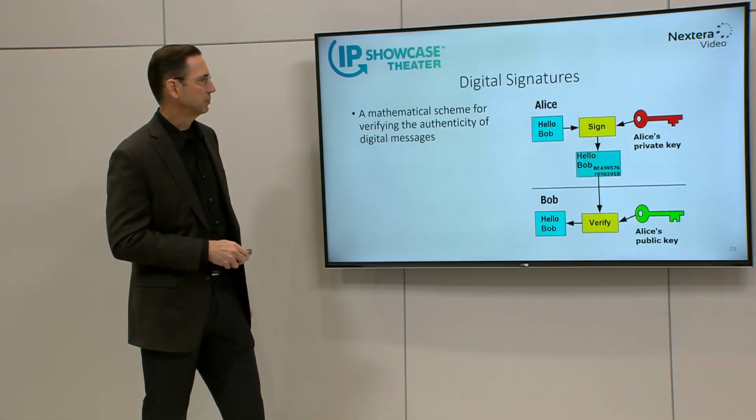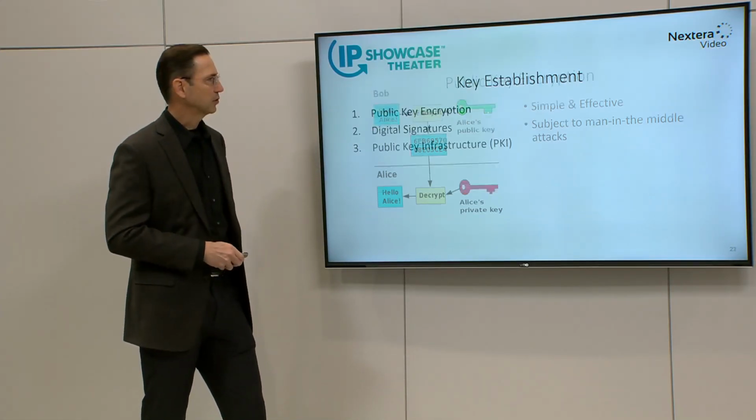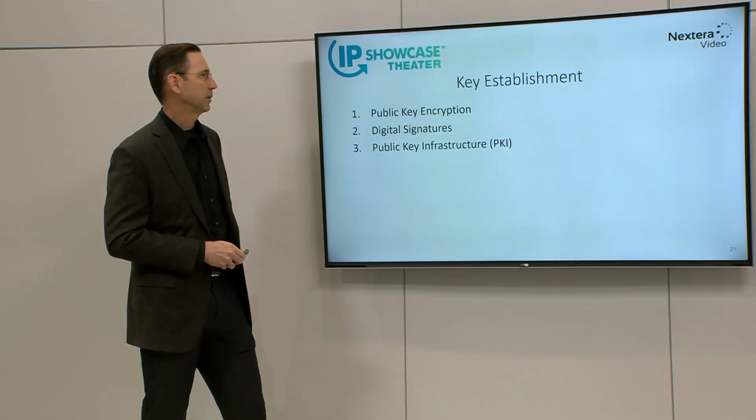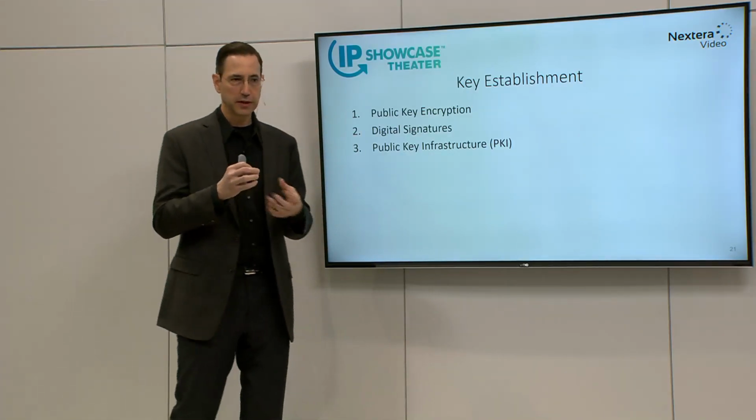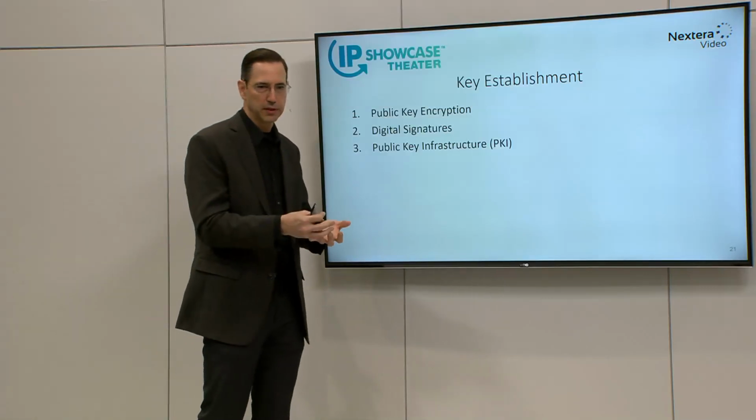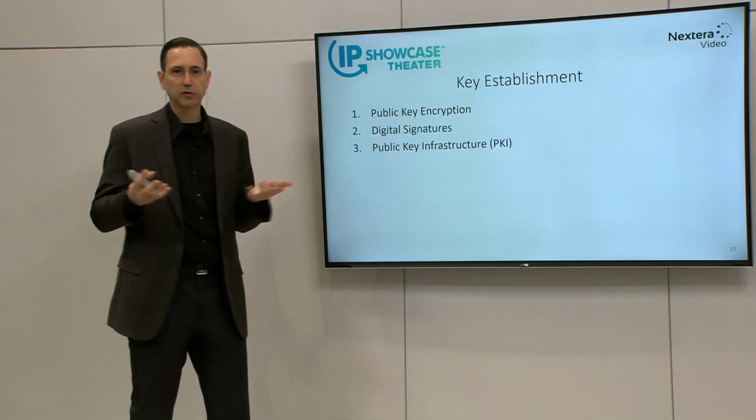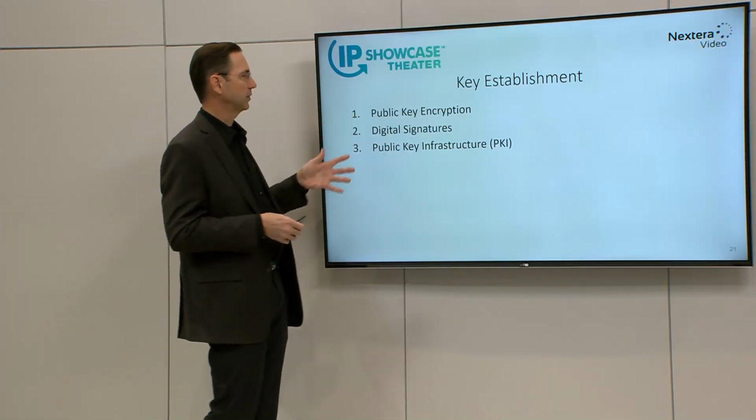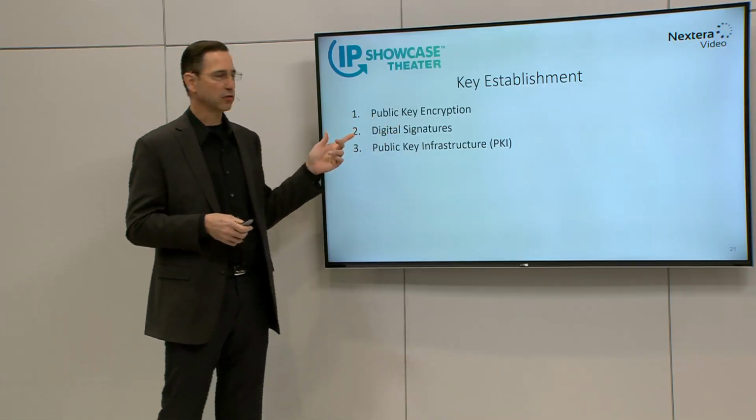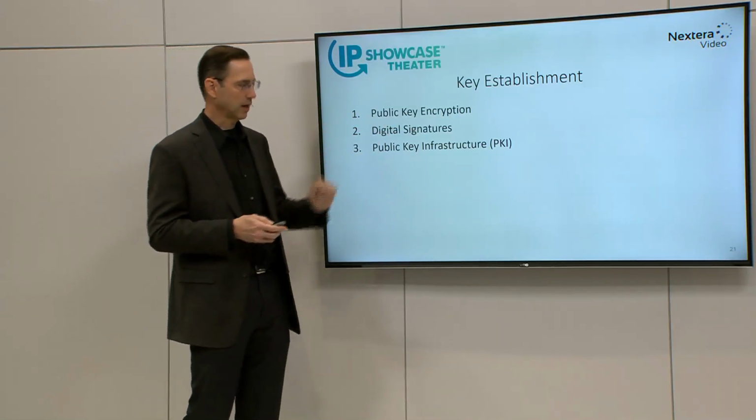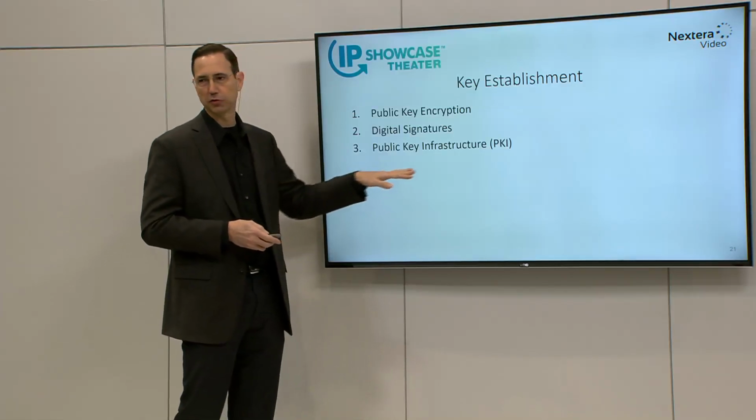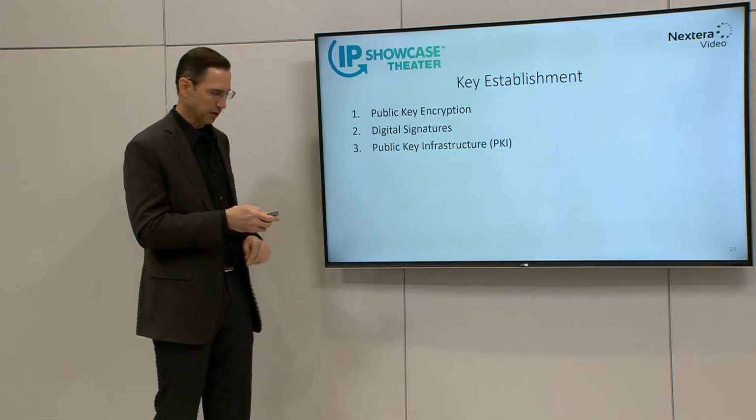Okay, so we talked about encryption. There's also key establishment. There's 3 different ways to do key establishment. So this is the key that encrypts the data and also decrypts the data. Where does that come from? Well, there's 3 ways to do it. You can use public key encryption, you can use digital signatures, or you can use PKI, public key infrastructure, which is what's used in the NMOS system I'll talk about in a minute.